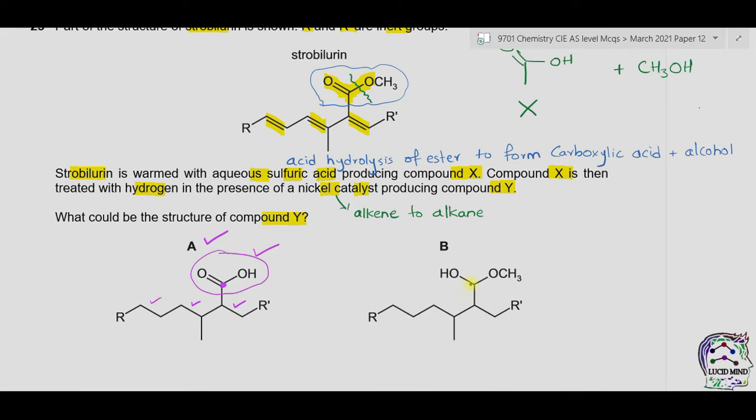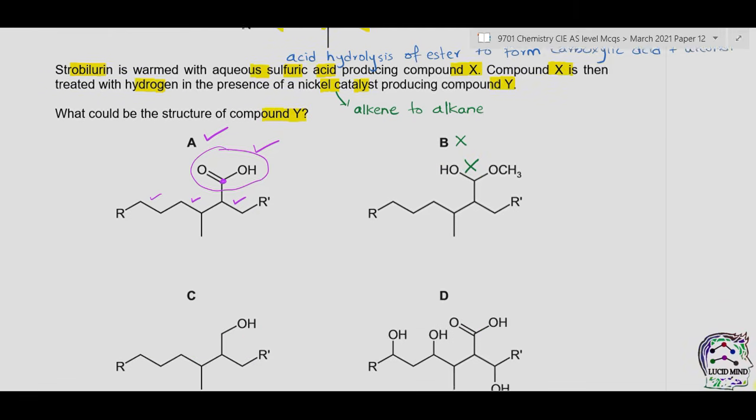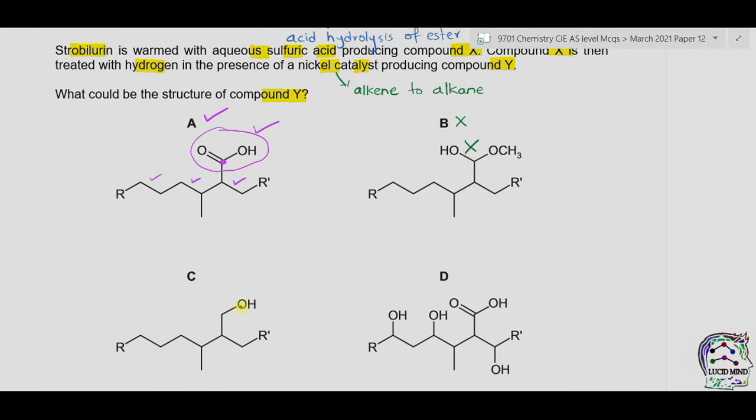In B, we can see that the carbonyl carbon has converted into alcohol, which is not possible, so B is incorrect. In C, again we can see that compound X is an alcohol. This is also incorrect because the carbonyl carbon always converts into carboxylic acid. It does not convert into alcohol.